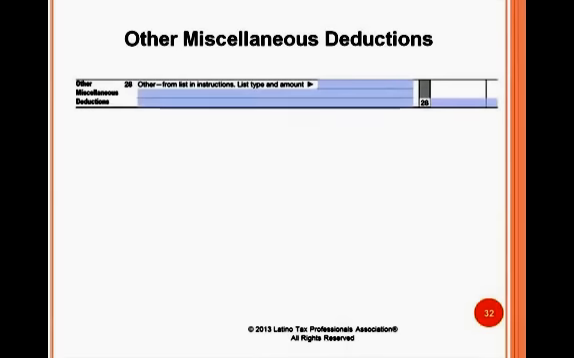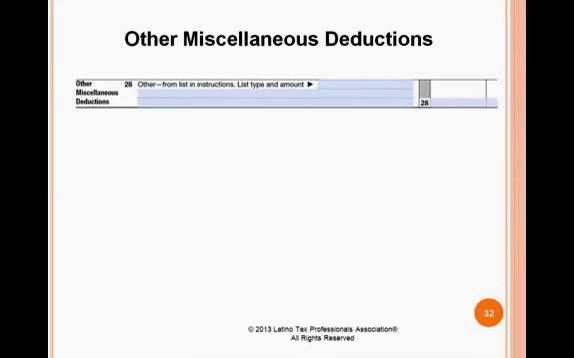Now, the last little category under the Schedule A is other miscellaneous deductions. Now, there is a list. Look at the list in the 1040 instructions for complete detail. There's a lot of tiny little things that don't generally apply to most people.